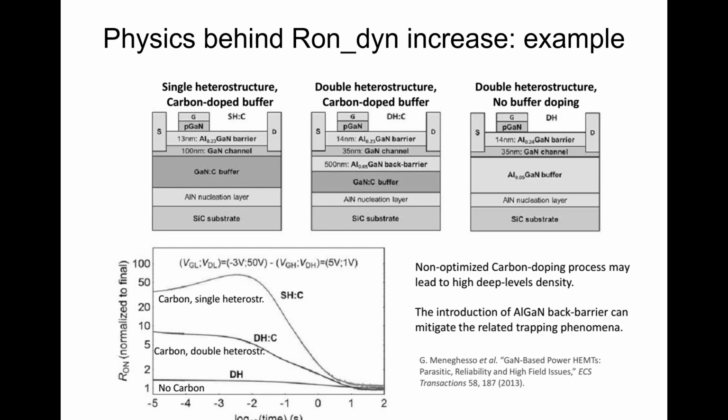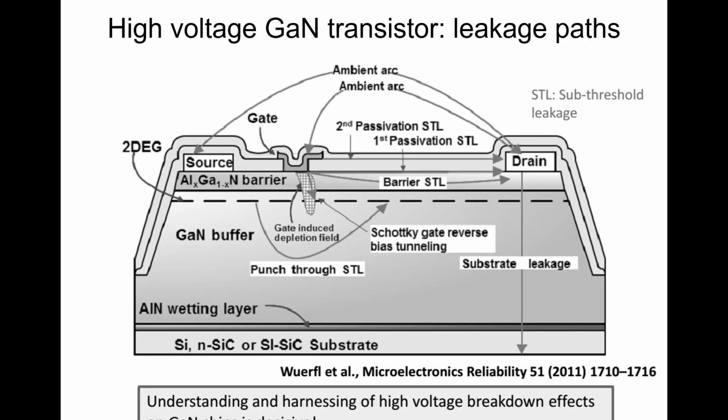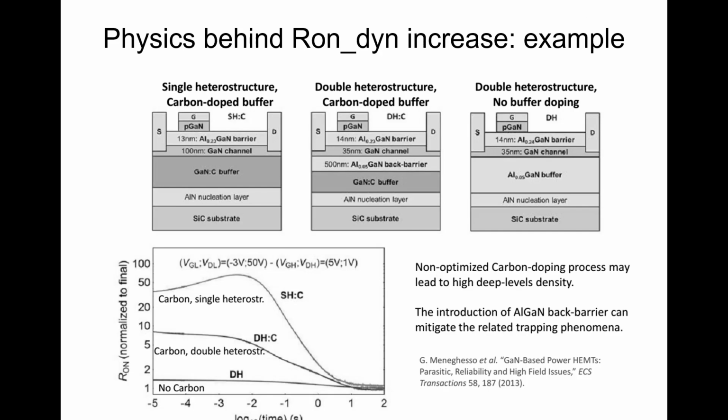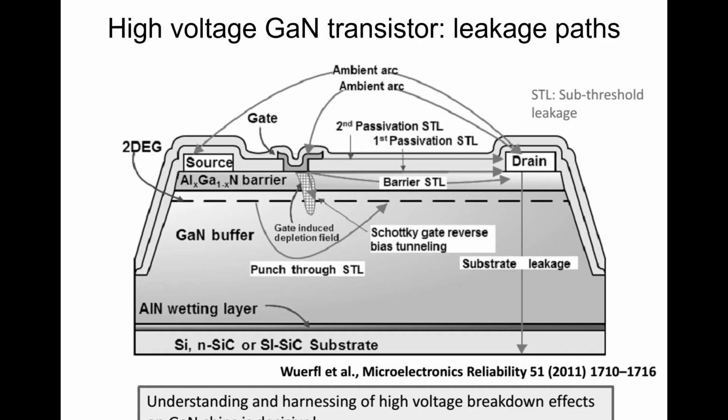Now there are some modern buffers. I'll show you an example later of a very nice buffer that provides enhanced breakdown voltage with low trapping. So this is now also mastered today. But that was one of the early problems, and carbon was. So you can use carbon, but you have to use it with the right concentration and the right location. That was the message here.